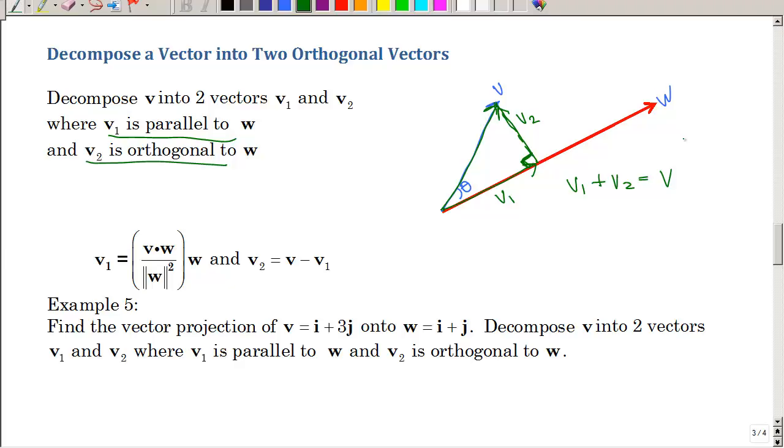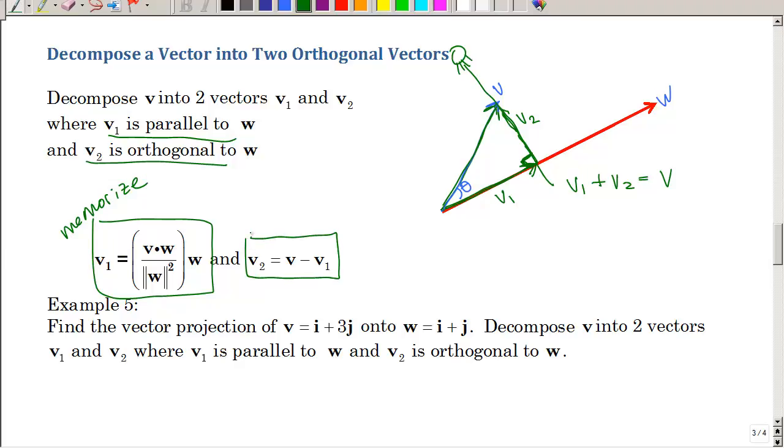All right, so how can we get those parts? Some pretty funky formulas, but for the part that's parallel, or we would say the projected part, meaning if we took a light and shone it directly down on v, what shadow would it make? What would it project onto w? What part? That would be this part. And yes, you need to memorize that formula. And then once we have v1, we can get the second part by simply subtracting.